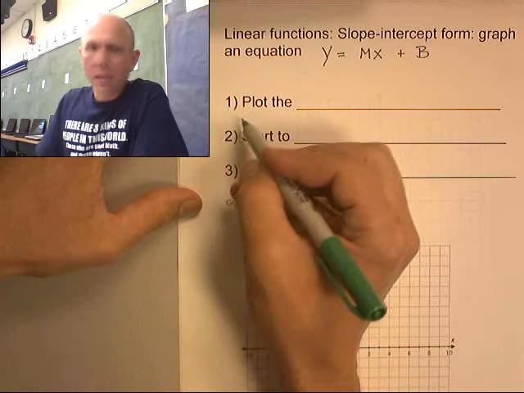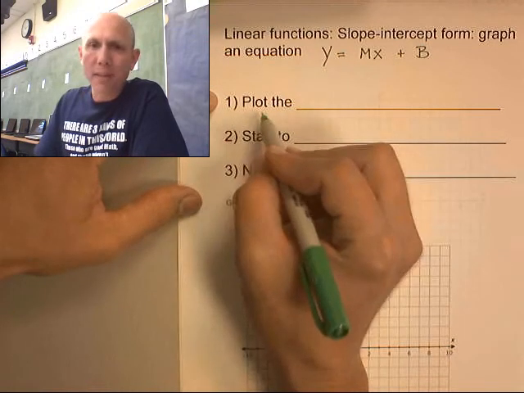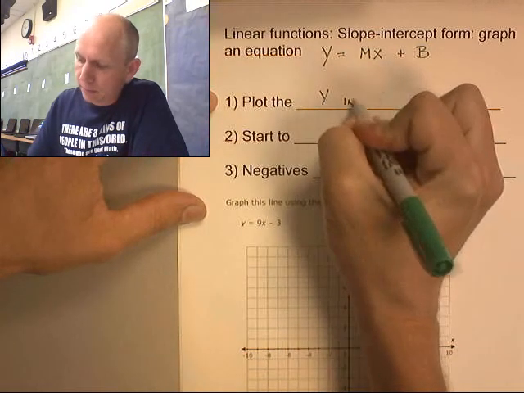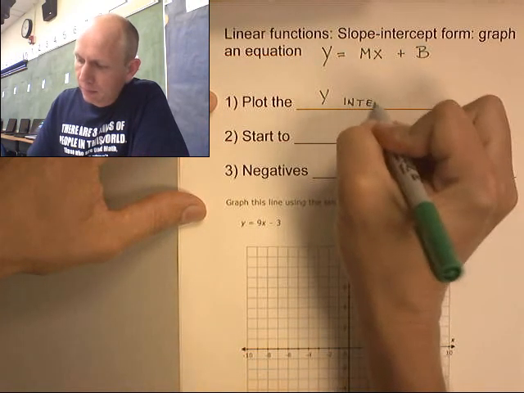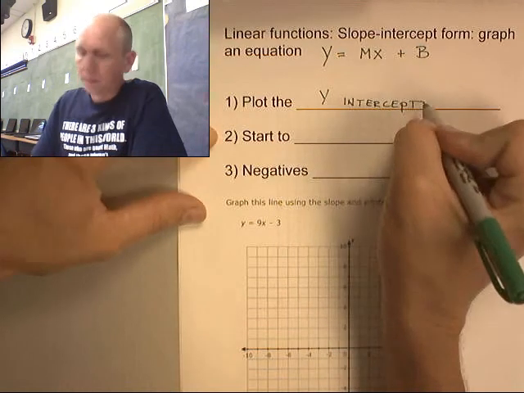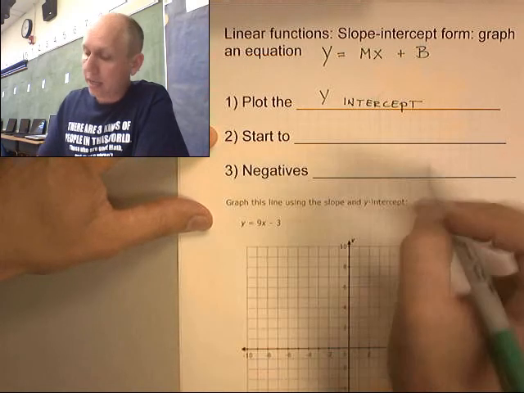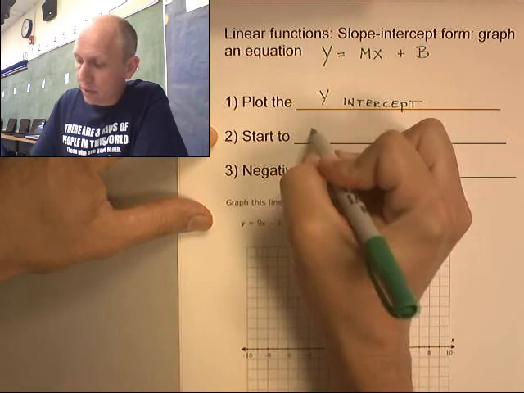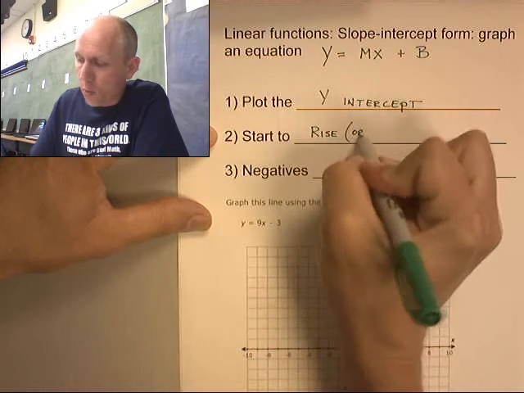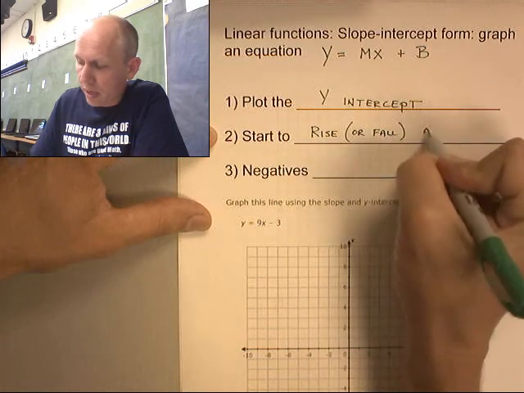Here's what we're going to do. We're going to graph things out of this form. So I'm going to start by plotting the y-intercept. And then you're going to start to rise and run. Start to rise or fall. And then run.